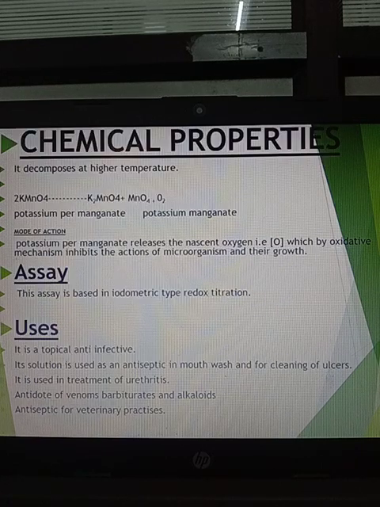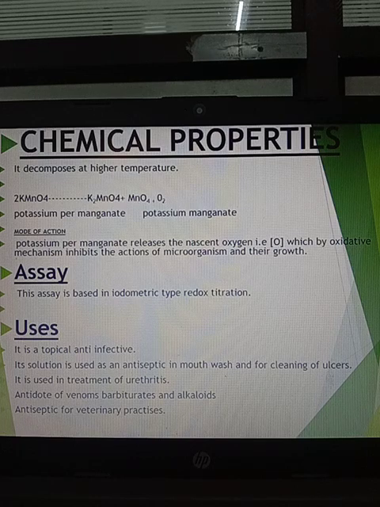Now coming to chemical properties, it decomposes at higher temperature, like KMnO4 will be decomposed to K2MnO4, MnO2 and O2, potassium permanganate to potassium manganate. Next, mode of action, how it is doing its action. Generally, it releases the nascent oxygen, that is a normal O, which by oxidative mechanism inhibits the action of microorganisms and their growth. So, the growth will be prevented.